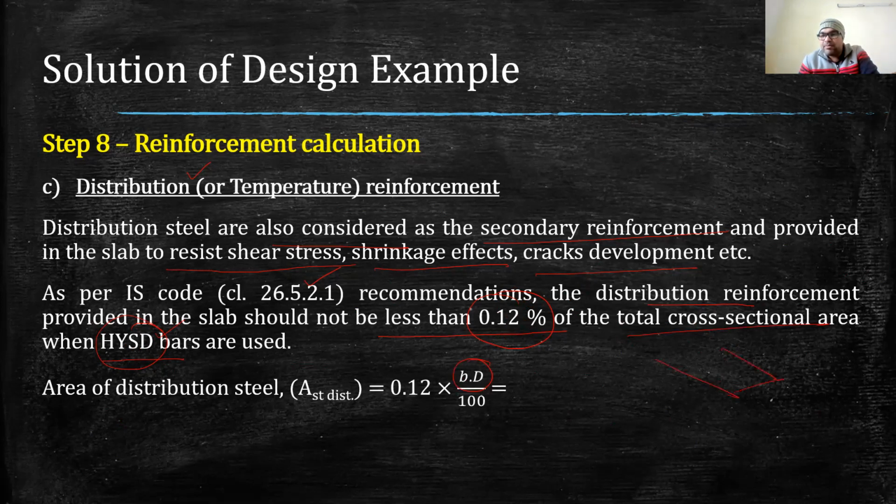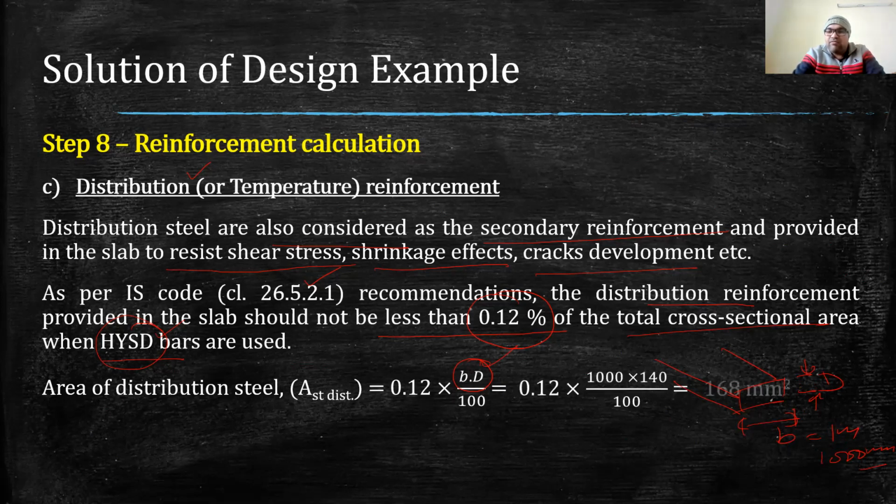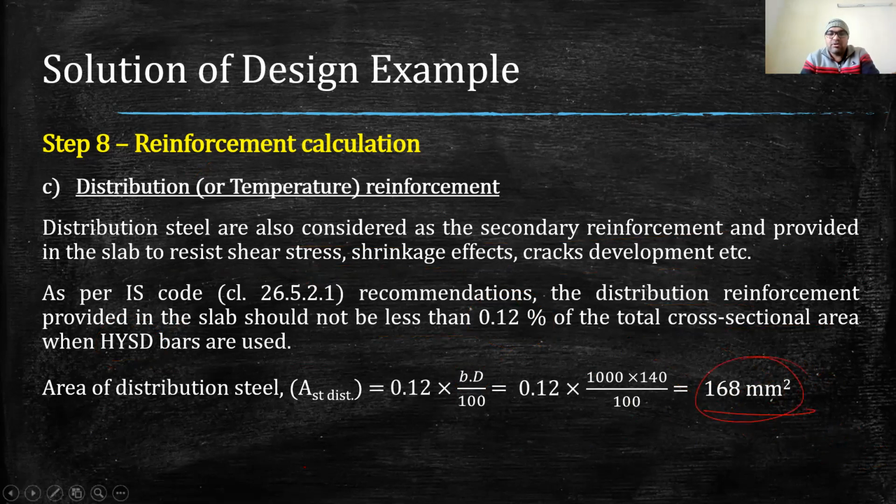Here the total cross-sectional area will be B into overall depth. Again, you can see the slab. This is the B and this is the D. B is the unit length, unit width, actually it is 1 meter or 1000 mm. So putting the value here, we get the area of steel for distribution reinforcement as 168 mm square. So this is the value for the area of steel for the distribution reinforcement.